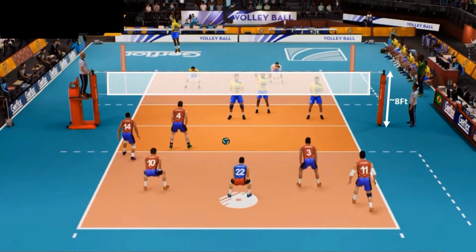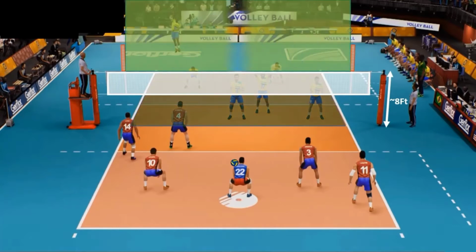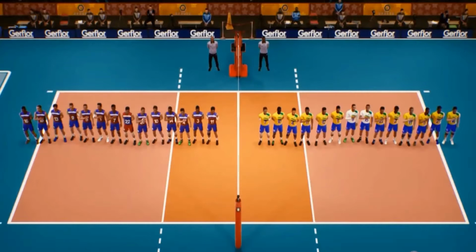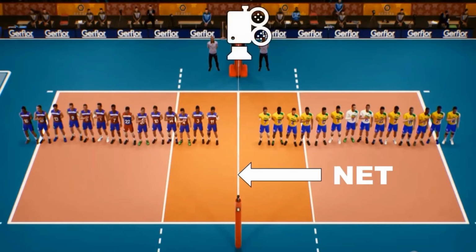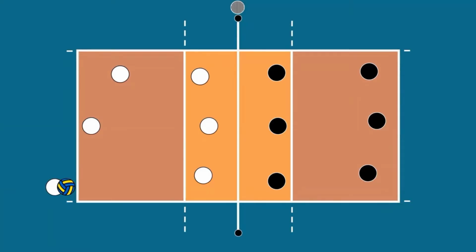Once you get the ball, you need to hit above the net into the opponent's playing area, but it should go between the antennas. Now here is how it looks from the side. This is the net. Now if we look at the volleyball court from the top, this is how it's going to look.